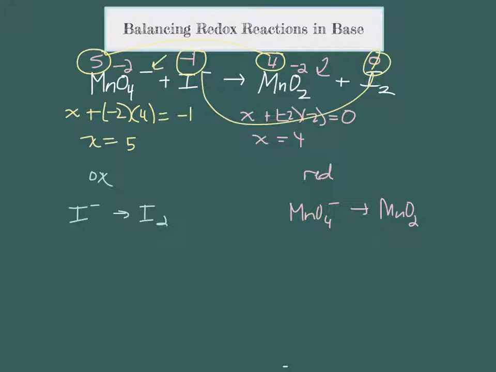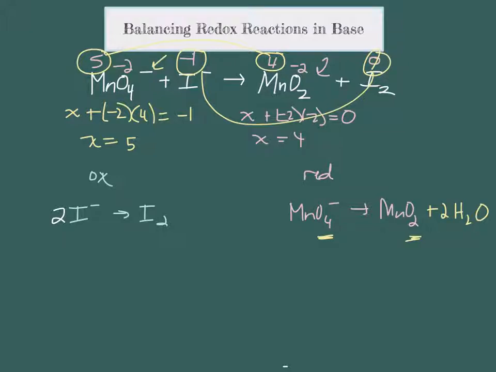Okay, now it's time for balancing. The first thing I want to do is make sure that all of my elements that are not hydrogen or oxygen are balanced. Okay, so on the left side, for the oxidation, I see that I need to have 2 iodides on the left-hand side to balance the 2 molecular iodine atoms. Okay, moving on to the reduction, I see that we have the same number of manganese atoms on both sides, so we're good to go. Okay, next step, balancing the oxygens with additional waters. Okay, so I see that we have 4 oxygens on the left and 2 oxygens on the right. So I will add 2 waters to take care of those 2 extra oxygens I need.